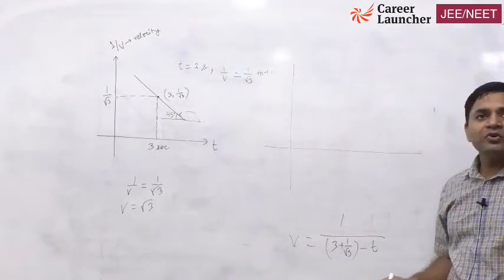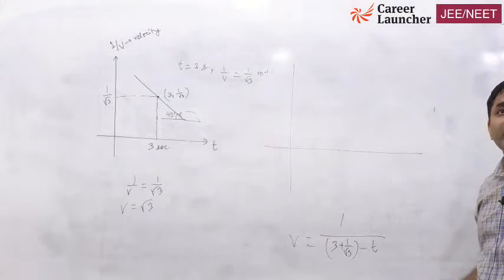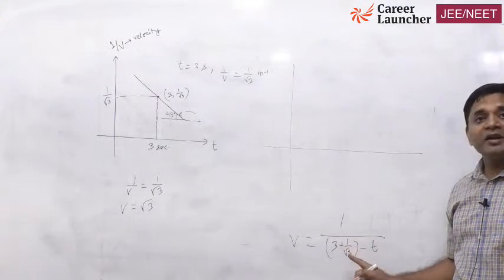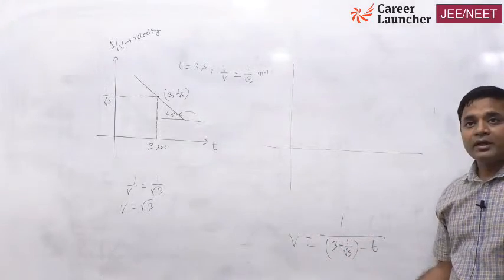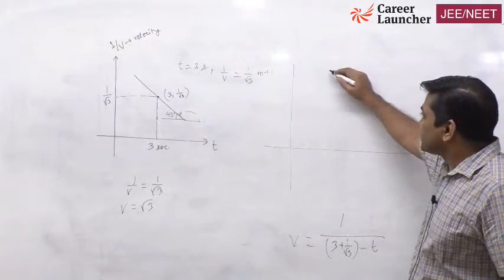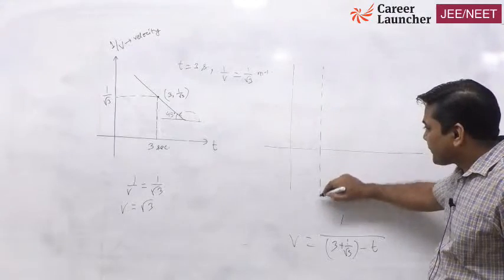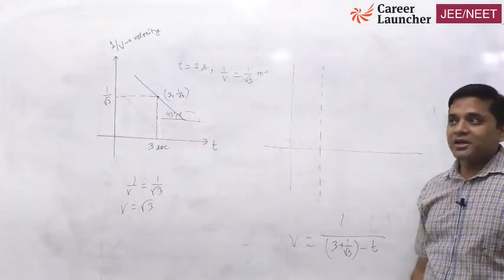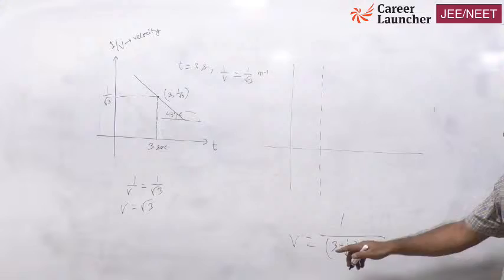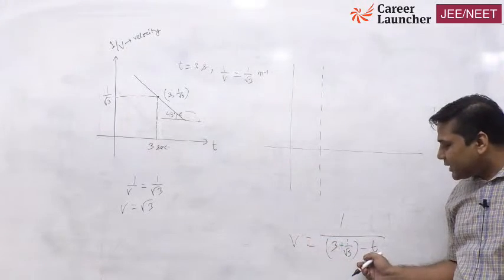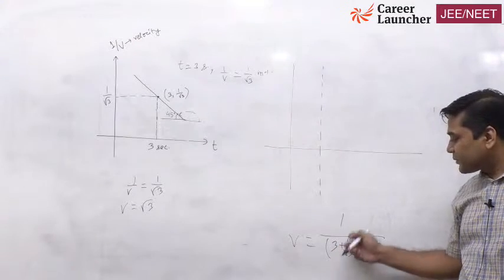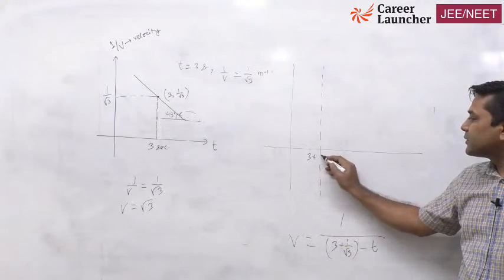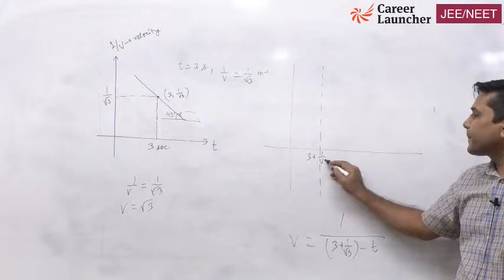What are the asymptotes here? An asymptote is the value where this denominator will become 0, at t equal to 3 plus 1 by root 3. This will cancel out, so here this will be the asymptote. Maybe I'm using some advanced term I should not use. We can think like this: don't let the denominator become 0. At what value will it become 0? At 3, 1 plus 1 by root 3.